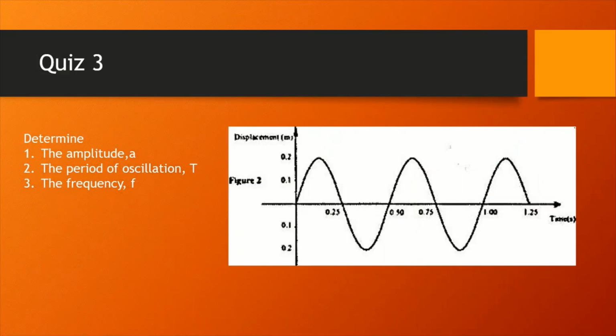The last quiz, look at this graph. This is again a displacement against time graph. How much is the amplitude? Amplitude is 0.2 meters. Period: this is one complete oscillation, so the period is 0.5 second. And frequency is 1 over period, therefore 1 over 0.5, that gives us 2 Hertz.